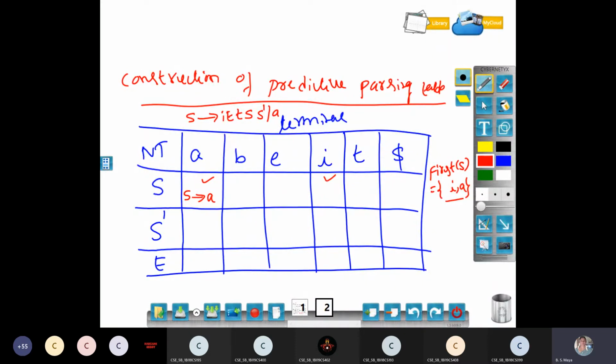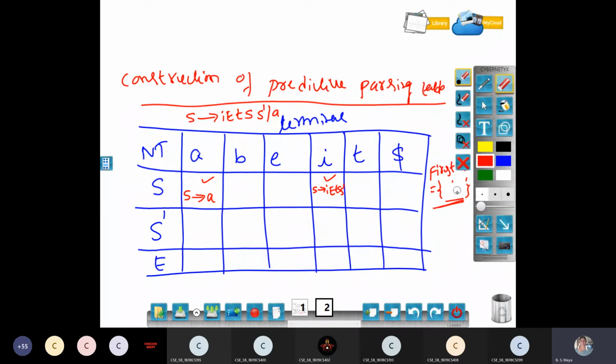And the second one is I. Then you can write S derives small i, capital E, T, S, S dash. See, in this first of S, there is no epsilon production, so there is no need to visit the follow set. If the question asks you to write error production, only then go for the follow set of S. But if the question is normally asking for construction of the predictive parsing table, then there is no need to go for the follow set.